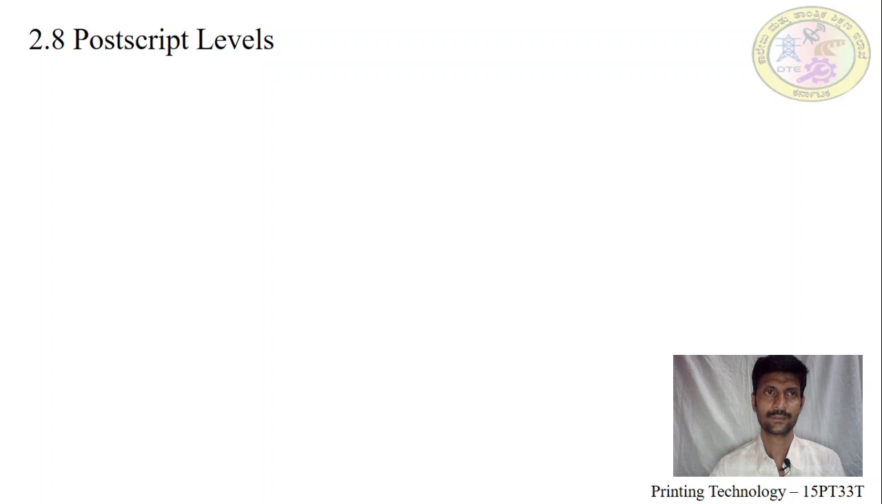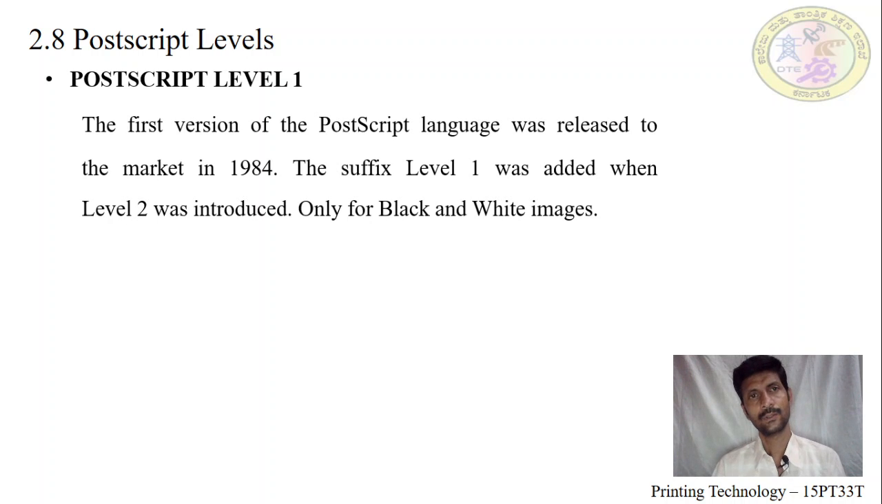PostScript Level 1. This is the first version of the PostScript language. It was released in 1984. It supports only black and white images. It does not support even text or color images.